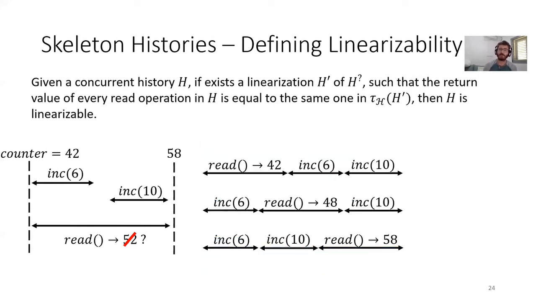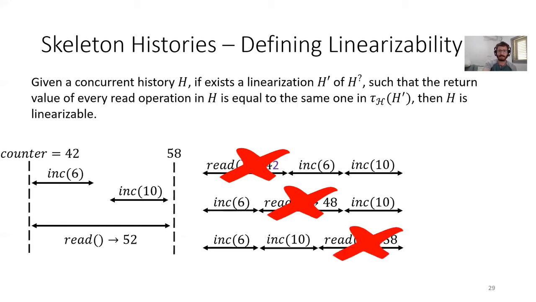You can see that in the first linearization, the read returns 42, which is the value of the counter before both increments. In the second one, 48, which is the value of the counter at 42 incremented by 6. And then the last one, it's 58, which is the value of the counter at 42 incremented by 6, incremented by 10. We now need to see, does any linearization of the skeleton history satisfy the requirement by the definition? Well, our original read returned 52, so let's see if any of them are equal. First one's 42, that's not equal. Second one's 48, that's not equal either. And the third one's 58, that's not equal either.